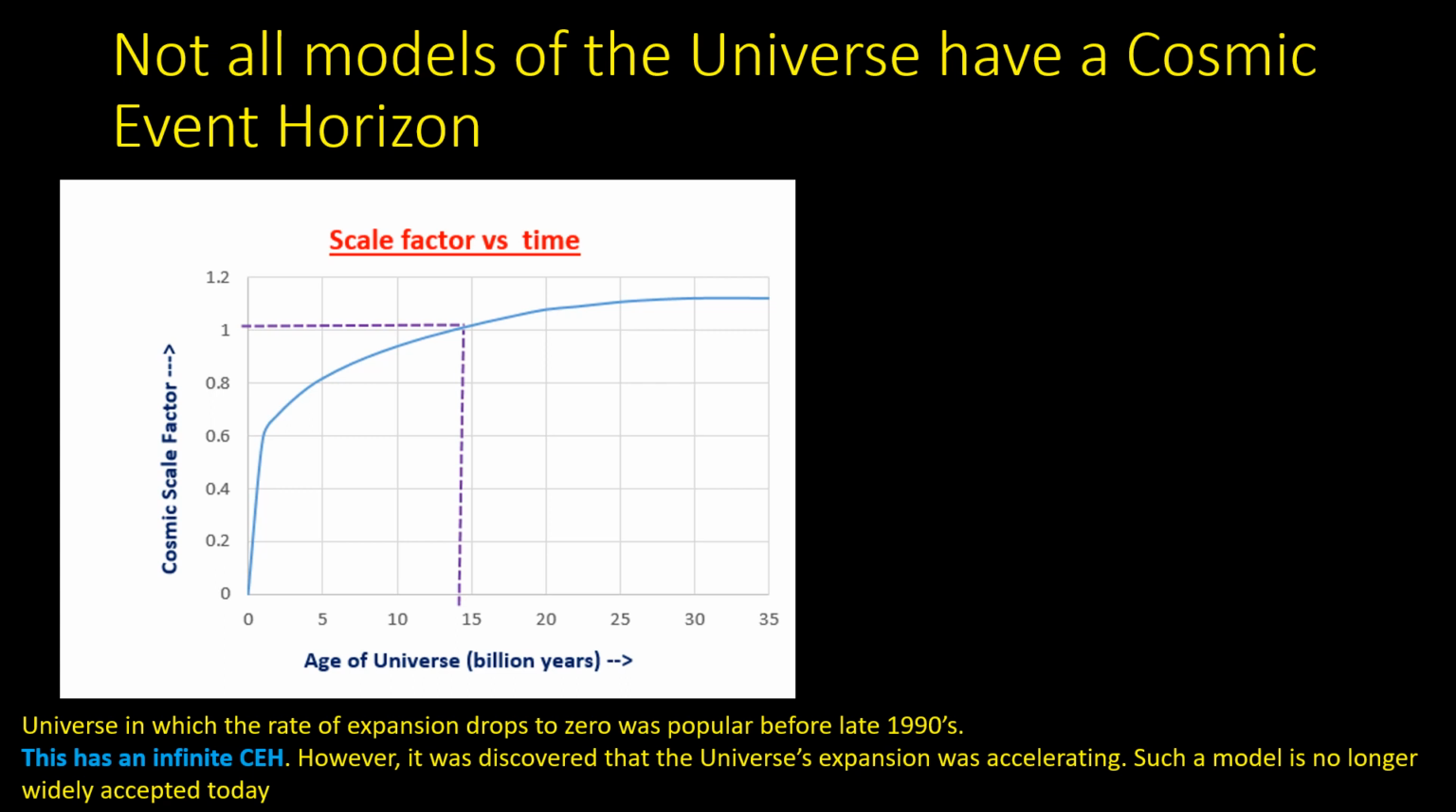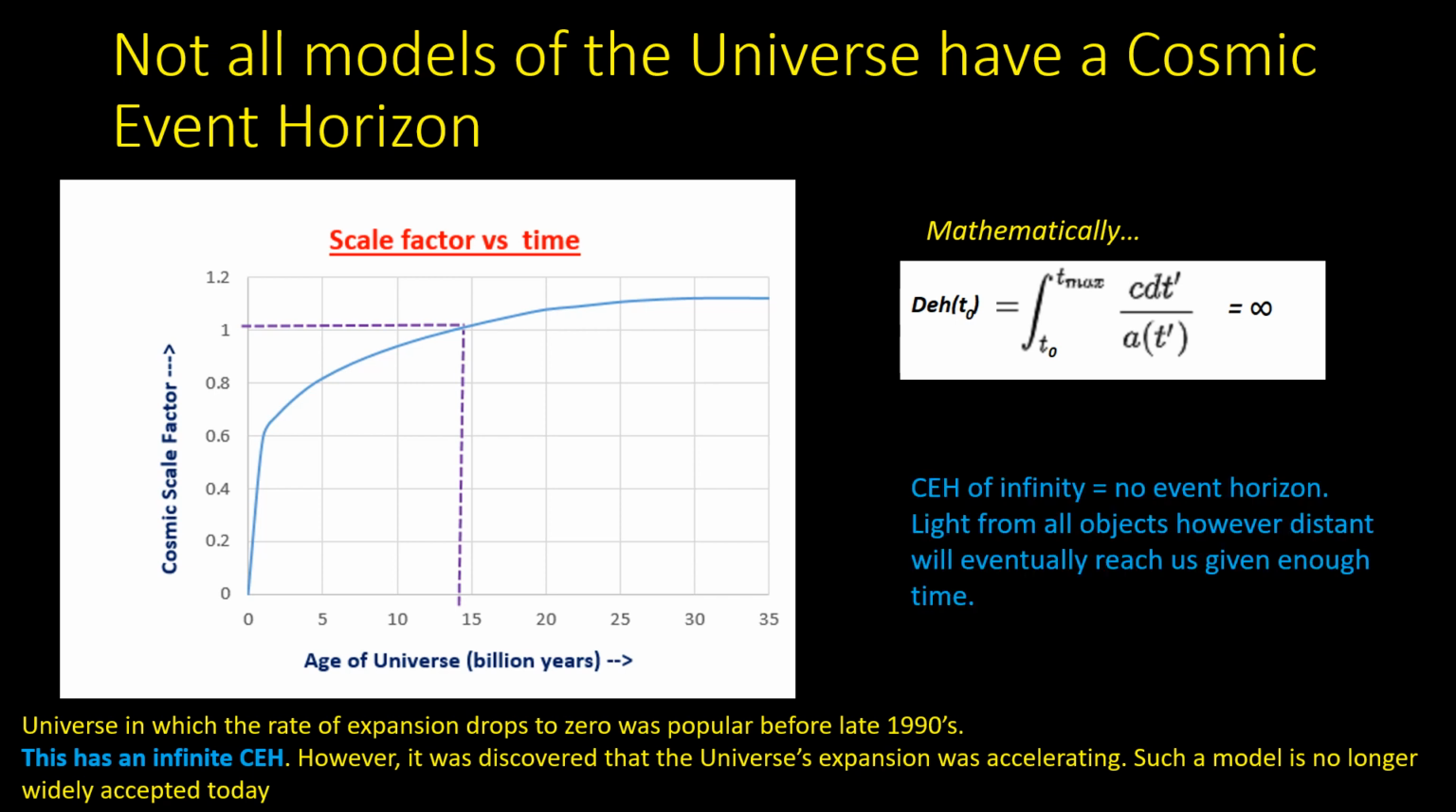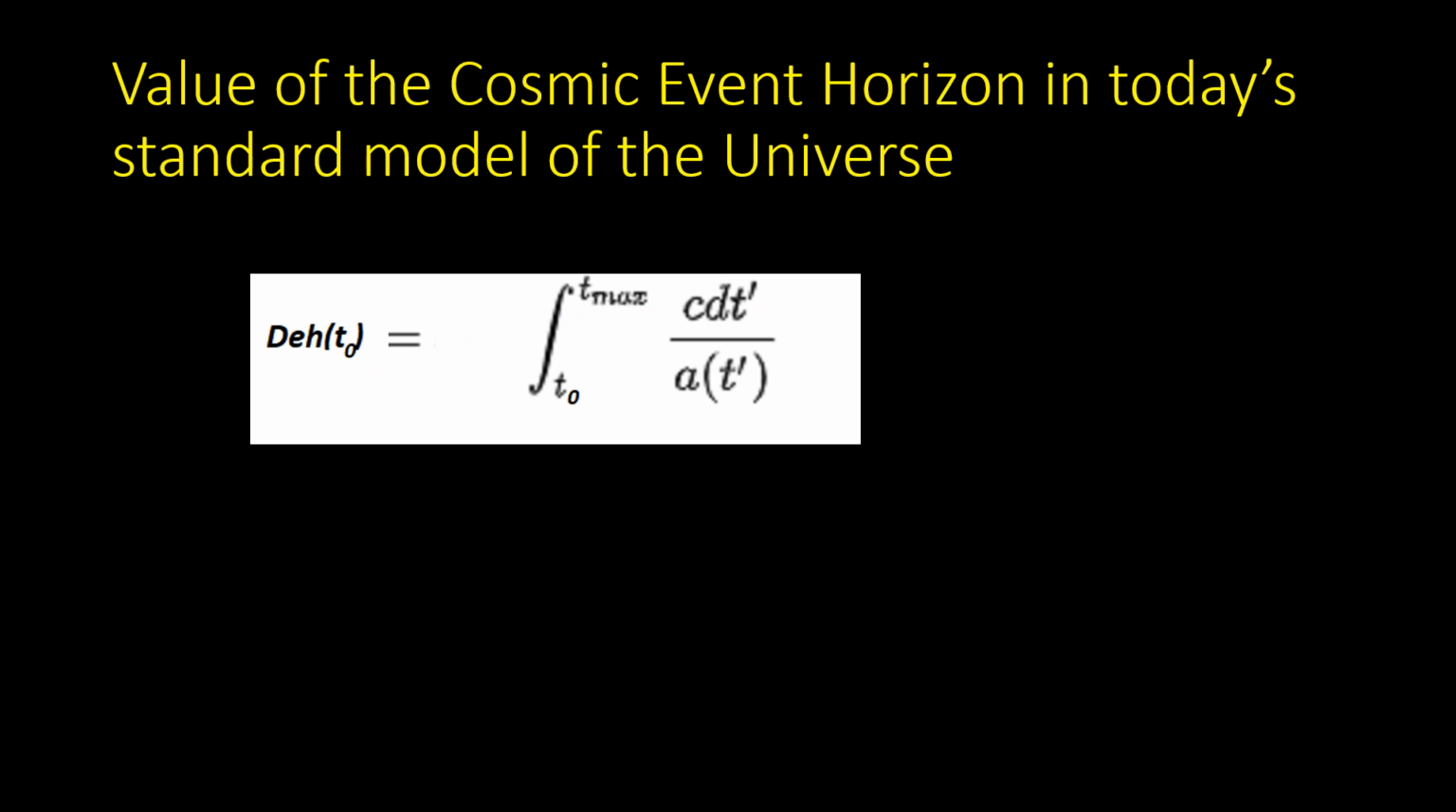Not all models of the universe have a cosmic event horizon. A universe in which the rate of expansion drops to zero was very popular before the late 1990s, although it's not widely accepted today. Such a model has an infinite event horizon. So what this means is that light from all objects, however distant, will eventually reach us given enough time. When we do the calculation for our current model of the universe, that's the standard Big Bang model, then the answer comes out as 16 billion light years.